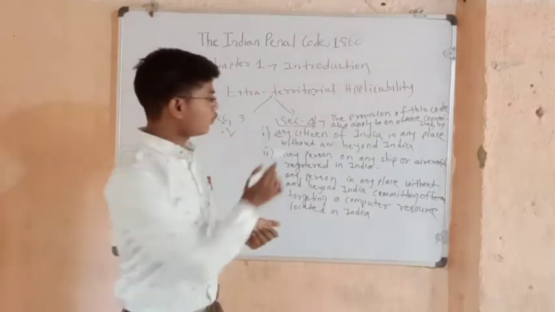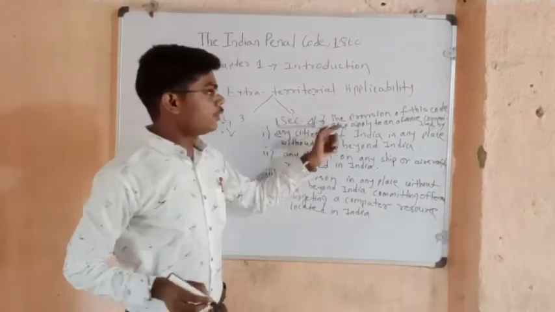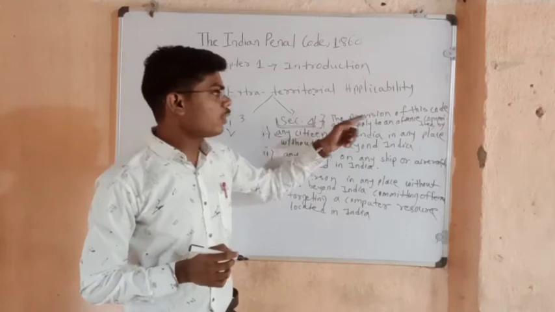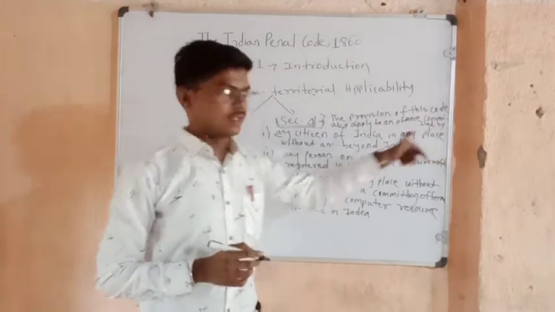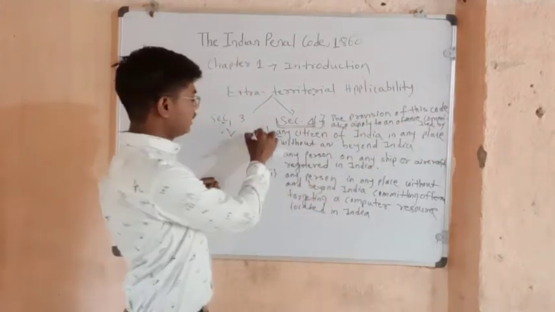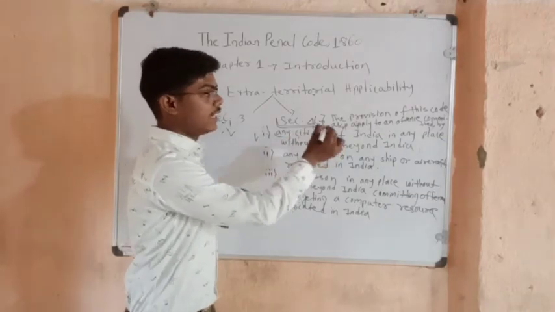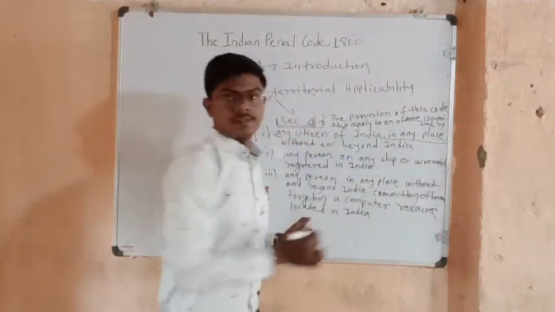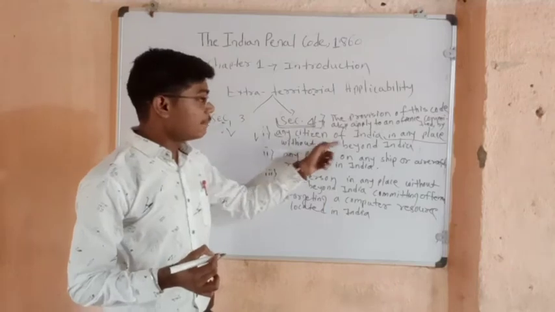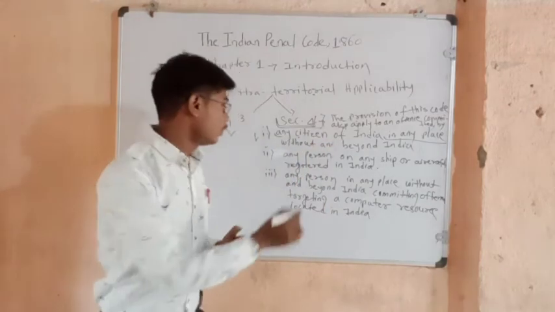Now friends, section 4 states that the provisions of this code also apply to an offence committed by, and there are 3 subclauses. First, any citizen of India in any place without and beyond India.